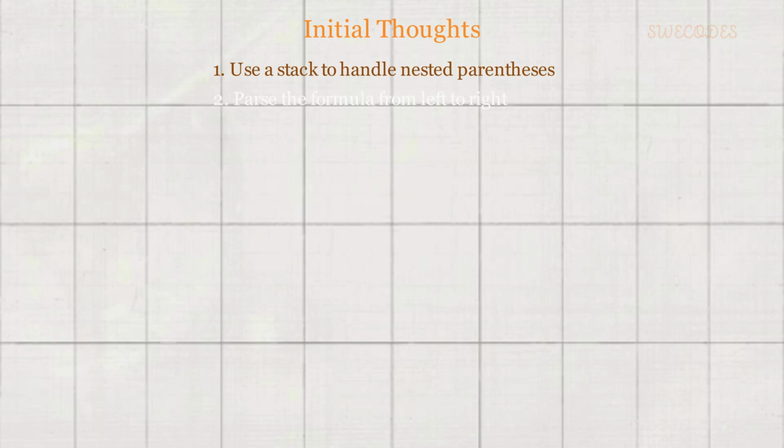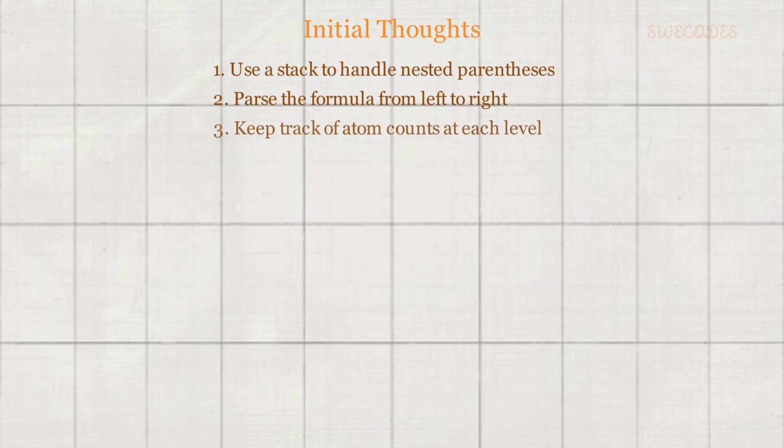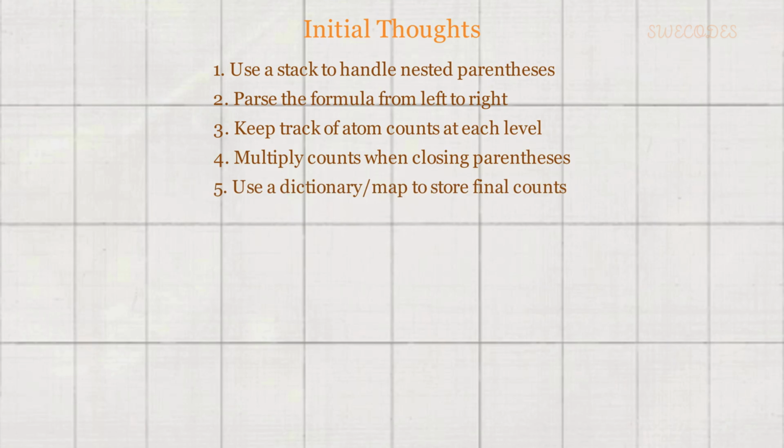1. We'll need a stack to handle nested parentheses. 2. We should parse the formula from left to right. 3. We need to keep track of atom counts at each level. 4. When closing parentheses, we'll multiply the counts. 5. A dictionary or map will be useful for storing the final counts.